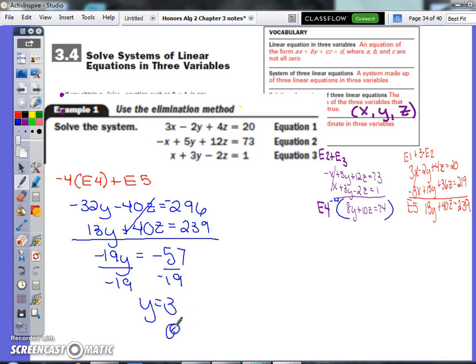Now you go back, and you can go back to either equation 4 or equation 5. We're going to plug in for y and solve for z. So at this point, we have to work backwards. I'm just going to pick equation 4. So it's going to be 8 times 3 plus 10z equals 74.